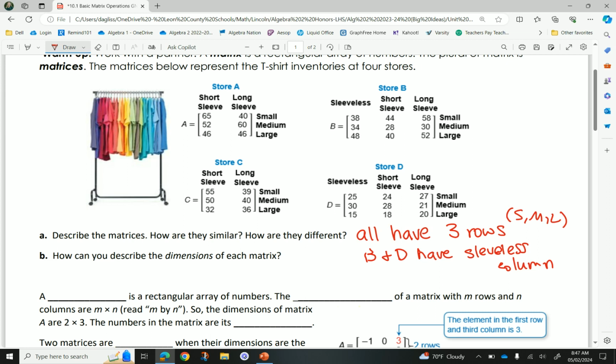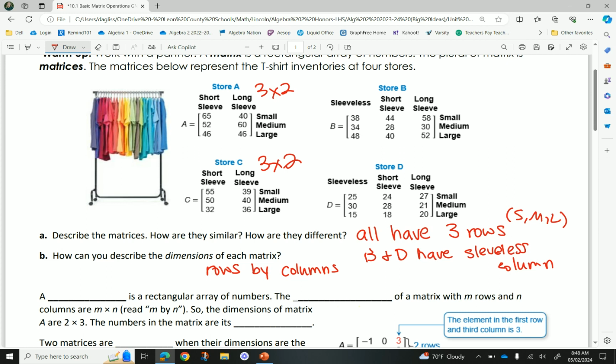Okay? So if I tell you that store A is a 2 by 3, I lied. No, it's not. Store A is a 3 by 2. Store C is also a 3 by 2. How do we usually do dimensions? Is it columns by rows or is it rows by columns? There you go. We're going to do rows by columns. Okay.